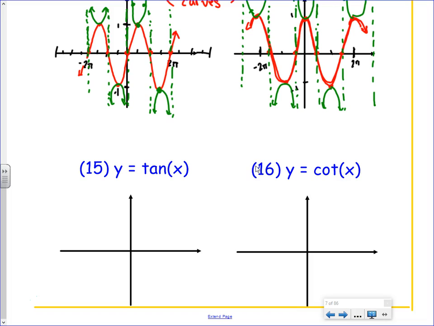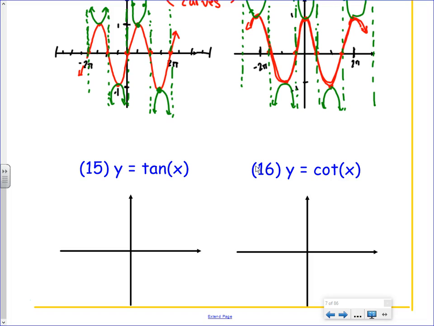Who is tangent? Sine over cosine. Oh hey, it has the same denominator as this guy, right? As secant, because secant is 1 over cosine, tangent is sine over cosine. So tangent is going to have vertical asymptotes every, well, where were these happening? That's 2 pi, that's pi over 2. Yeah, every half pi.